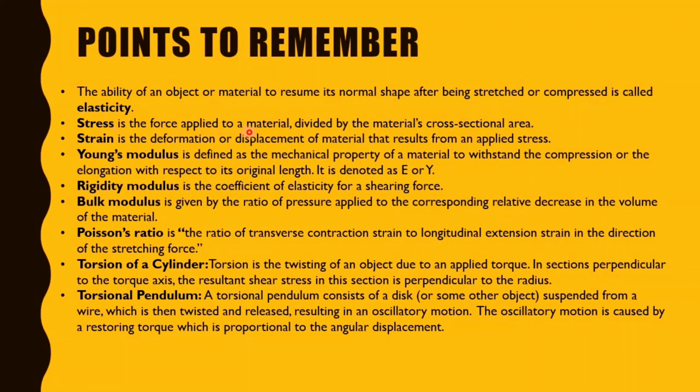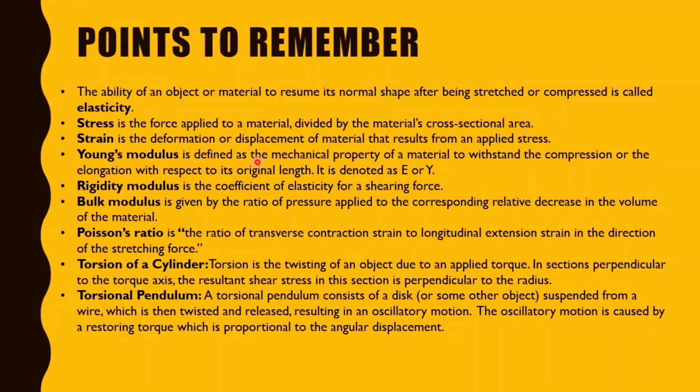Stress is the force applied to a material divided by the material's cross-sectional area. That means whatever force is applied to the material will be divided according to the material's cross-sectional area. Strain is the deformation or displacement of material that results from an applied stress. So whatever deformation occurs due to the stress is known as strain.